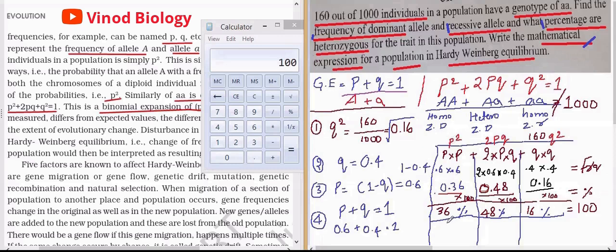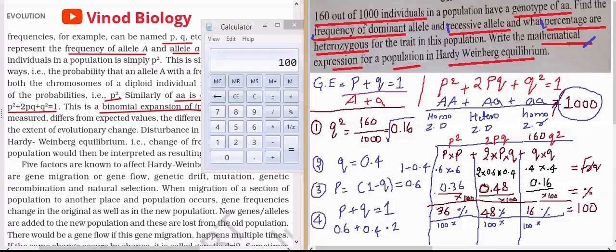Sometimes a question may ask for the total number of homozygous dominant, this p square. In this case, how to write it? Remember this is important, a total game changer. Simply, it is 36 by 100 into this number, which can be variable.